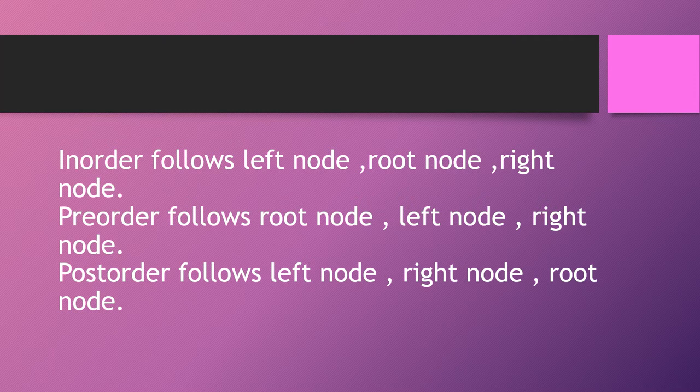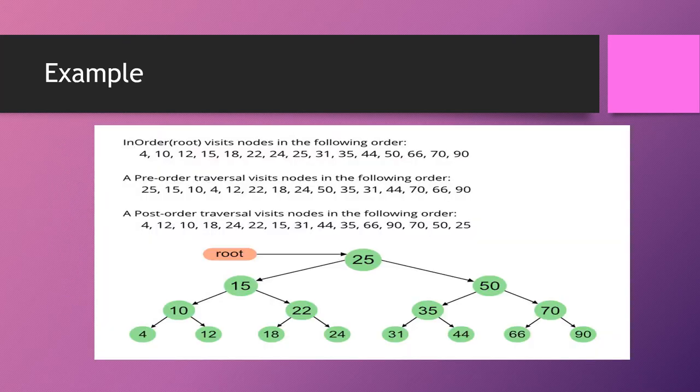Here, left node, root node, right node, all these are the keys. According to this manner, the key values are arranged. Now, let us see an example for binary search tree traversal techniques.